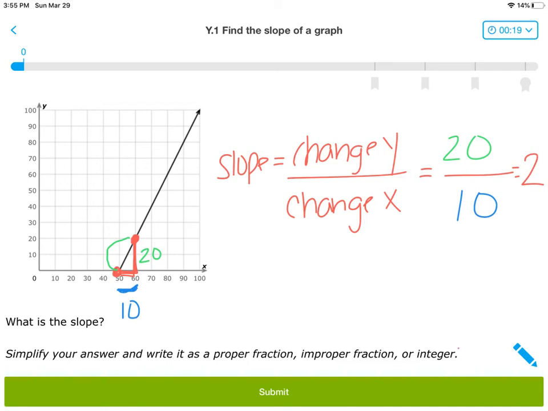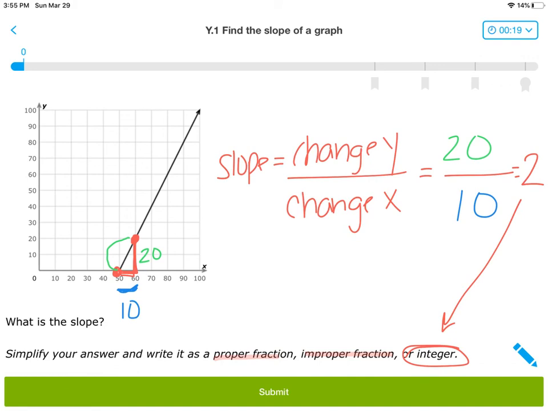So that's what we call an integer. That's a whole number, so that is acceptable. Another acceptable form that they'll take is proper fraction or improper fraction. That basically means all you have to do is simplify your fraction, and that will be your answer. So be careful. Do not type in your answers as decimals because IXL is not going to accept those.